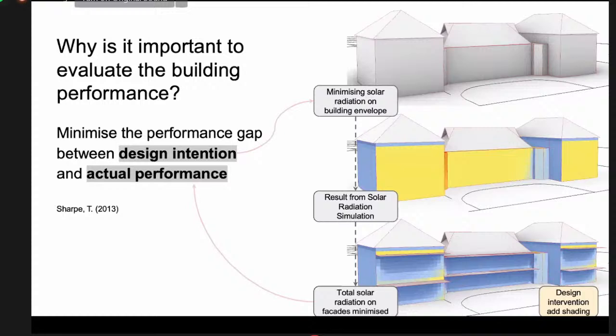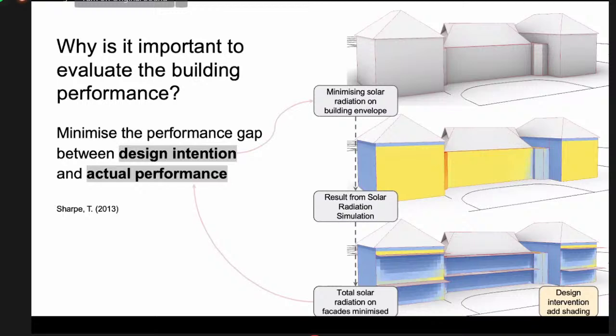For example, I have a building design, and I have the design intention to minimize the solar radiation on the building envelope. Then I did a building performance simulation, and I got the result about how the solar radiation is around the building. Then from that point, I can give an intervention to the design. For example, I put a shading on it, then I can run the simulation again. And at that point, I have my goal to minimize the solar radiation on the facades.